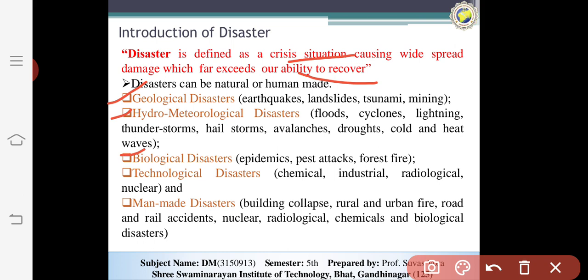Next is the biological disaster: epidemics, pest attacks, and forest fires are biological disasters. Then the technological disasters: chemical, industrial, radiological, and nuclear. And the last one is man-made disasters, which means human-caused disasters: building collapse, rural and urban fires, road and rail accidents, nuclear, radiological, chemical, and biological disasters are examples of man-made disasters.